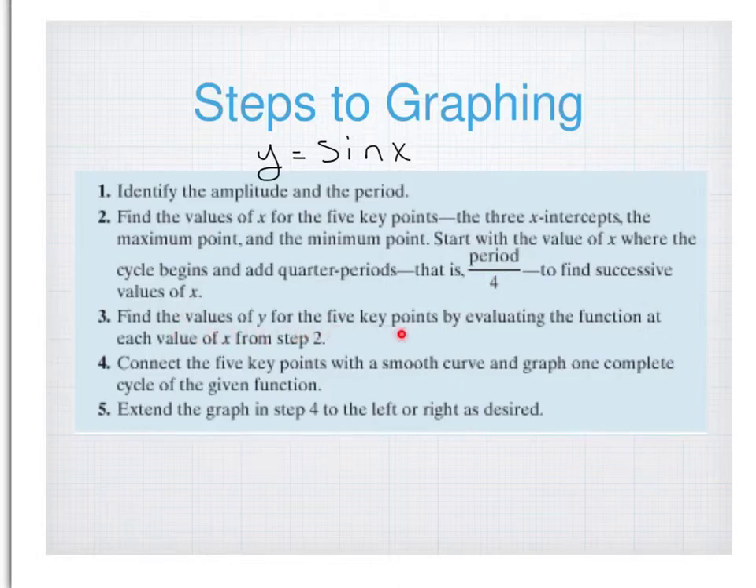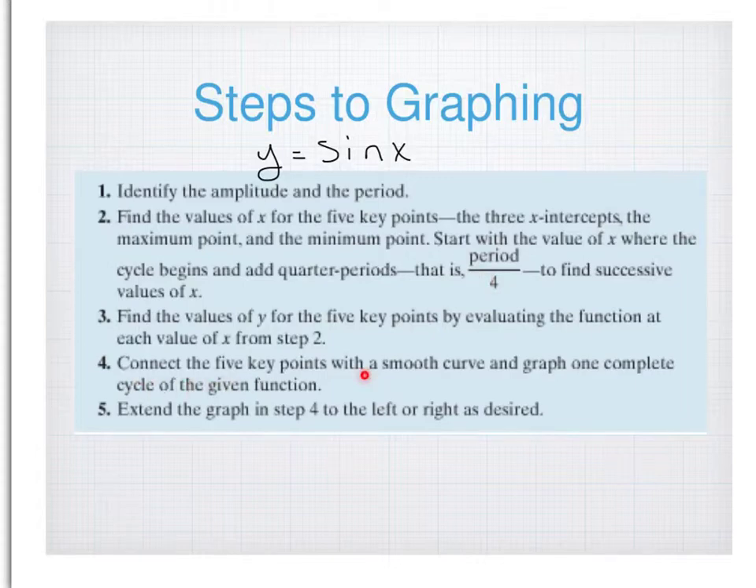Find the values of y for the 5 key points by evaluating the function at the values of x from step 2, the quarter periods. So if your period is 2 pi, then that makes it easy. Your quadrantal angles are the points you're going to be plotting: 0, pi over 2, pi, 3 pi over 2, 2 pi. But if your period switches to, say, pi, and I'll give you an example of that in just a moment, then you want to take quarter periods, and that's going to give you your next 4 points. I'll show you that in just a moment.